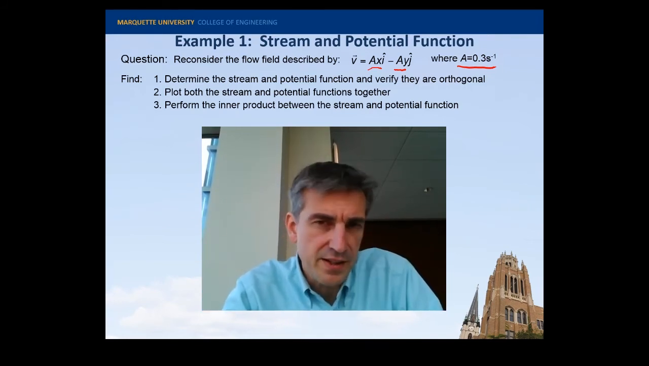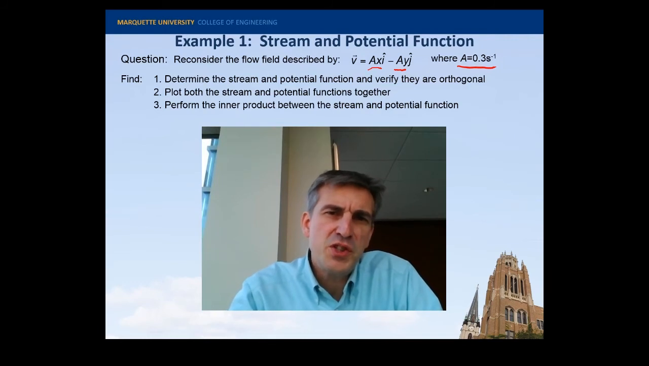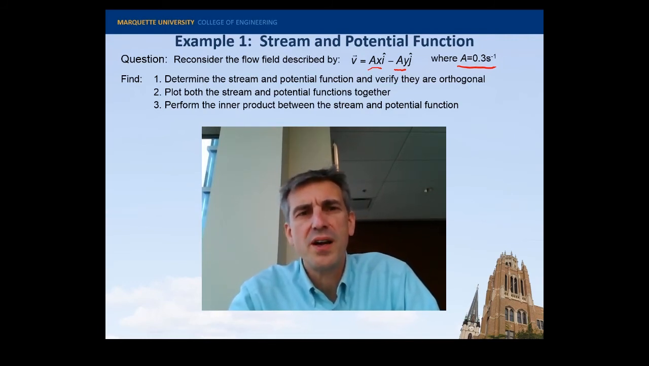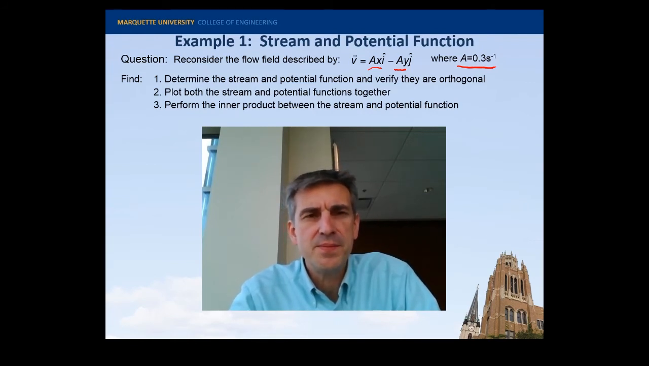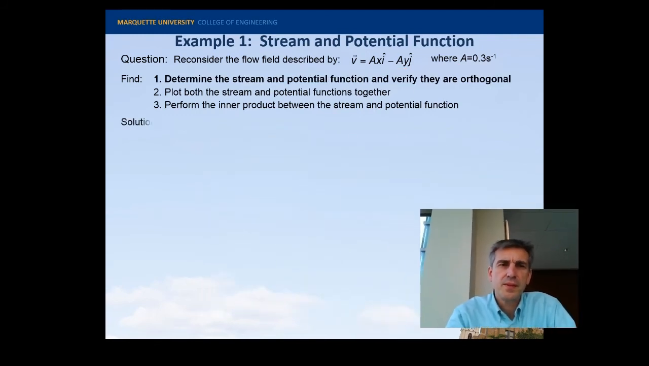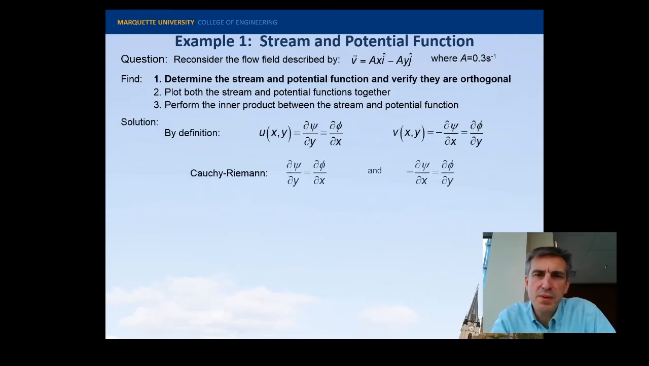Given that vector field, determine the stream and the potential function and verify that both of those functions are orthogonal. Then I'd like you to plot the stream and potential functions together. And then finally, perform that inner product integral between these two functions and show that they are equal to 0. All right, so first, let's determine the stream and the potential function. We had actually determined the stream function several lectures ago, but we'll redo it here alongside the potential function.